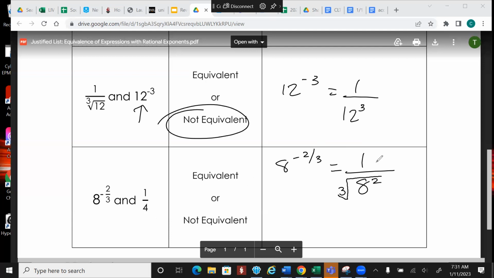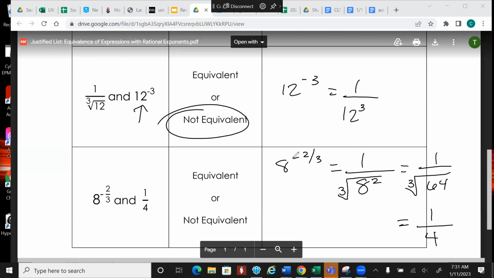So can we simplify this fraction? What's 8 squared? 64, right? Now, if we take the cubic root of 64, that means we need to have a number that if we multiply it by itself 3 times, we get 64. What's that number going to be? 4. So this can be simplified down to 1/4. See how I did that?